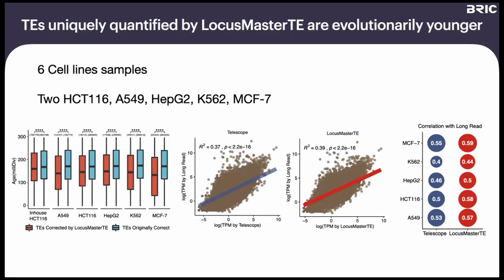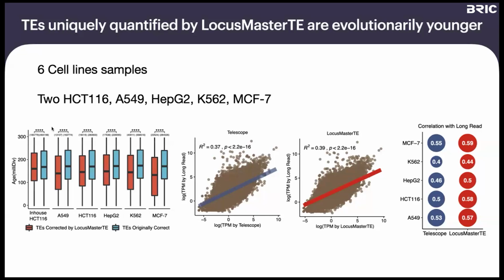So to demonstrate the advantage of using LocusMasterTE for TE quantification, we want to identify what sort of features are significantly captured by LocusMasterTE. So we analyzed 6 different cell line samples. We have one HCT116 from our in-house, and 5 different cell lines from the SG-NEx dataset. So essentially, we have 2 HCT116, 1 A549, 1 HepG2, 1 K562, and 1 MCF7.